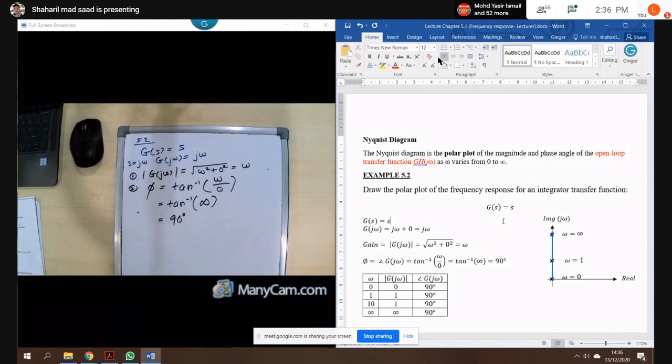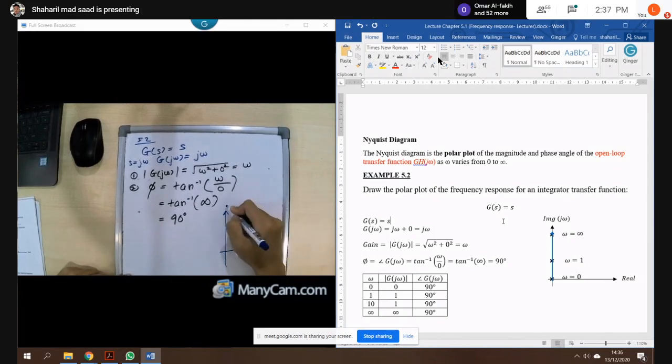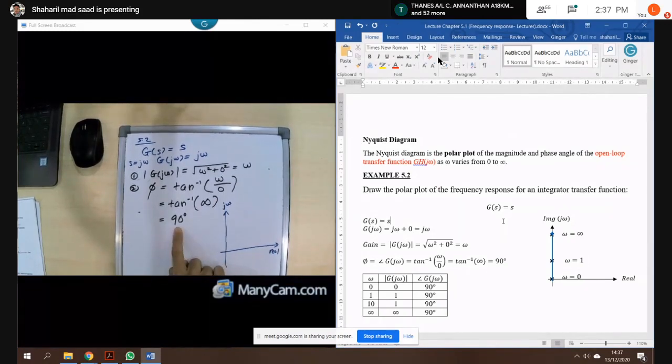Let's plot the graph. This is your real axis, and this is your imaginary axis, the frequency. Here for the root locus we only have the j imaginary axis and the real axis. Now let's look at how we can get 90 degrees here.